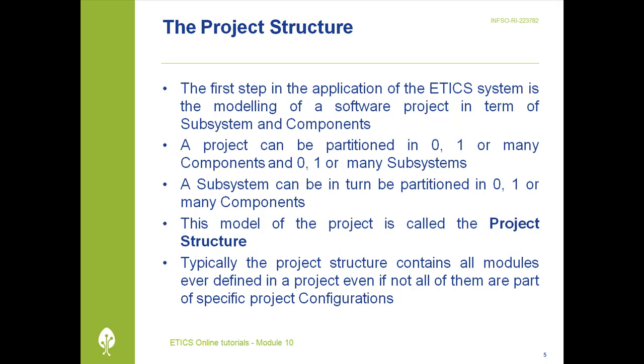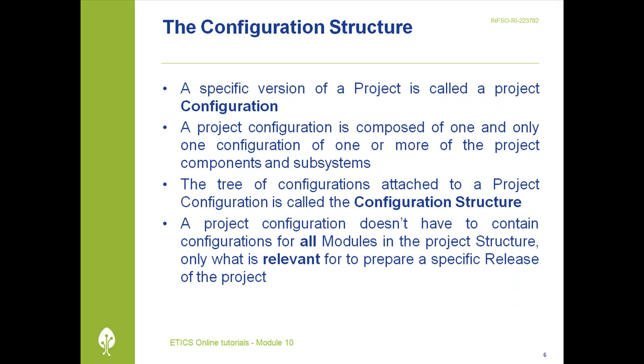The first step in the application of the ETICS system is the modeling of a software project in terms of subsystems and components. A project can be partitioned in 0, 1 or many components and 0, 1 or many subsystems. A subsystem can in turn be partitioned in 0, 1 or many components. This model of the project is called the project structure. Typically, the project structure contains all modules ever defined in a project, even if not all of them are part of specific project configurations. A specific version of a project is called a project configuration.